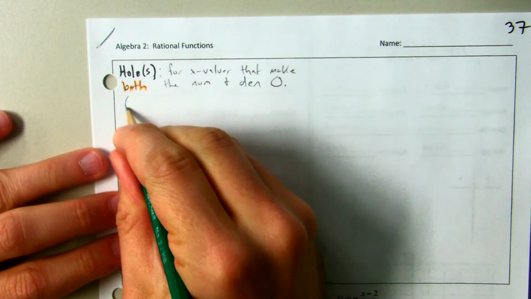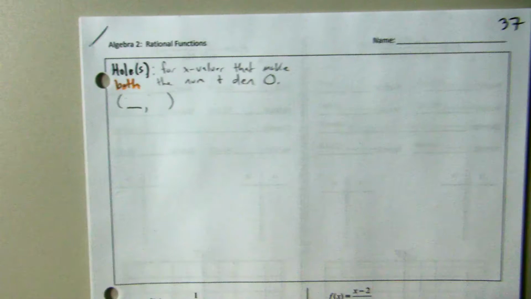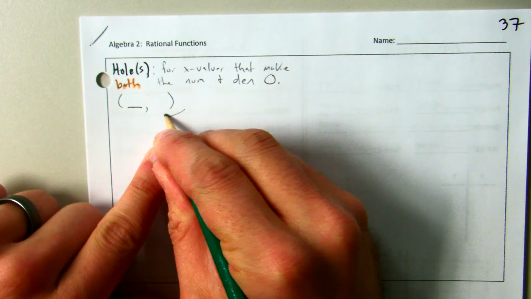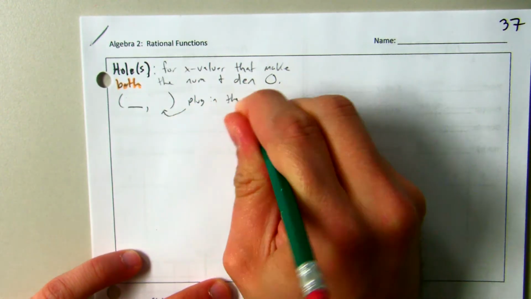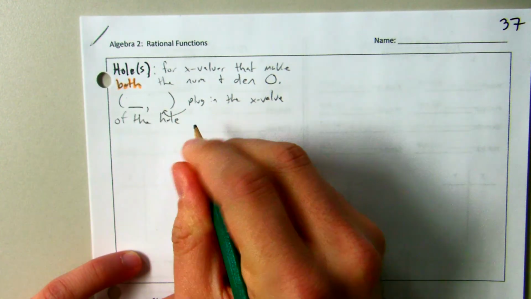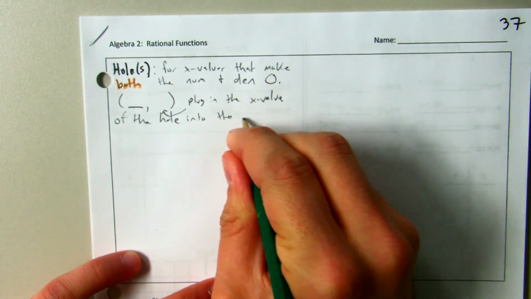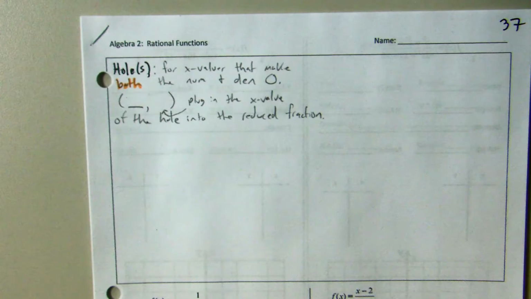And that just gave you the x value of the hole. The hole is a point. We also have to find the y value of the hole. And maybe phrase this a little differently than me. But to find the y value of the hole, you plug in the x value of the hole into the reduced fraction.